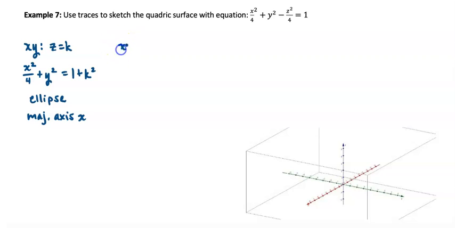All right, for our xz trace, we know our y is going to be some k. Plugging that in, we get x squared over 4. I'll just mentally bring this k squared to the other side, and I have minus z squared over 4 is equal to 1 minus k squared. So what do we have on the left-hand side? We have a minus sign here. And because we have one negative, we know that this must be a hyperbola.